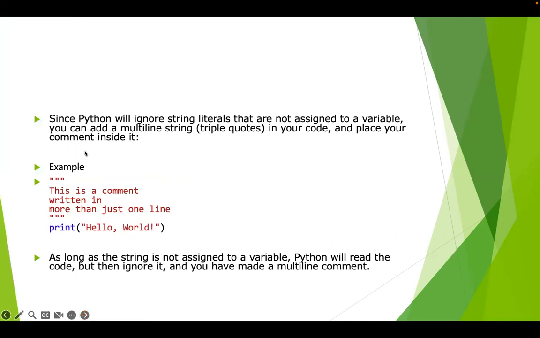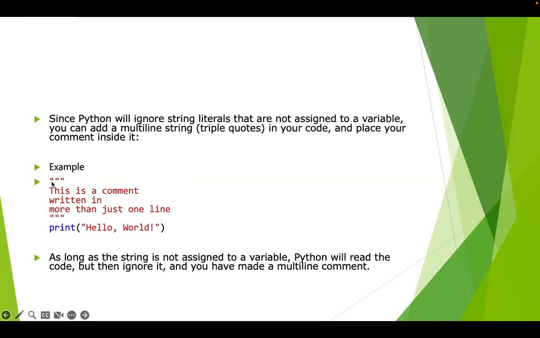Since Python ignores string literals that are not assigned to a variable, you can add a multi-line string using triple quotes. Once you write these triple quotes, Python also sees those things as a comment. This is a comment written in more than one line, because sometimes you might want to write a lot of information, for example describing what the code does or how you did the code. This is the exact way you do it.